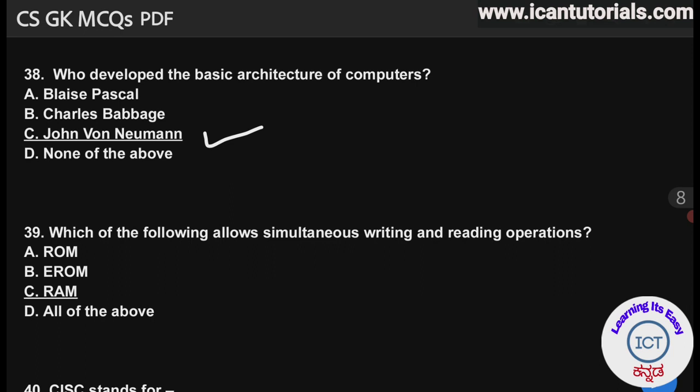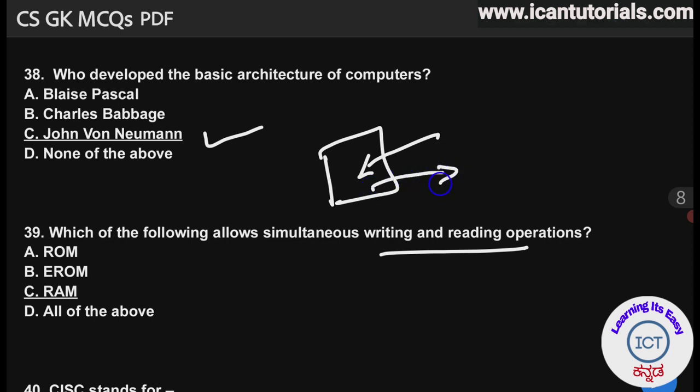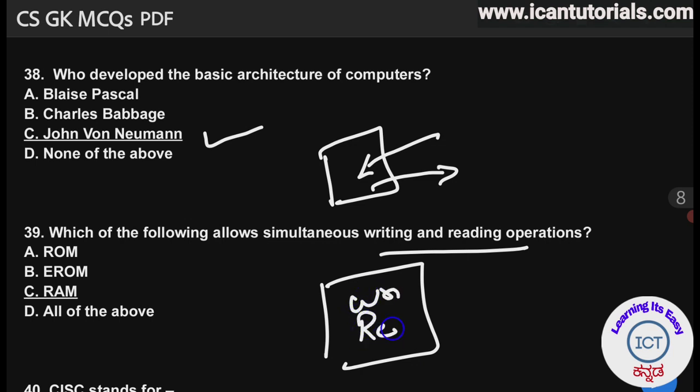The 39th question. Which of the following allows simultaneous writing and reading operations? It means if we consider a memory, we have to write into the memory and at the same time read from the memory. It is just like a textbook, where we are writing to the textbook and at the same time reading it. That is the question. And the answer is RAM, random access memory.